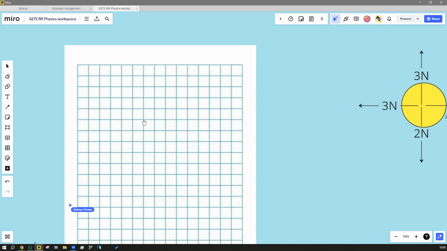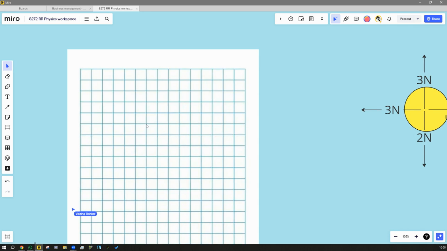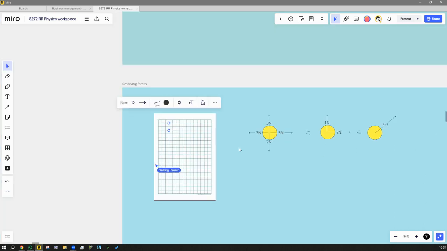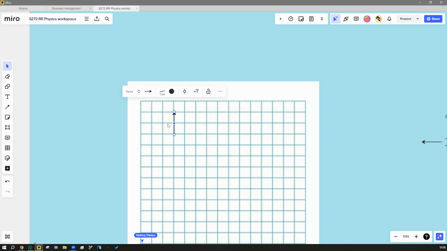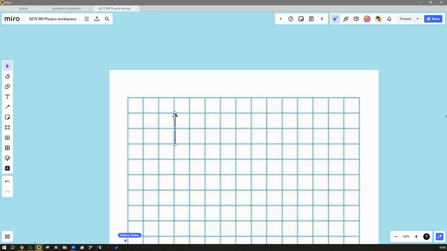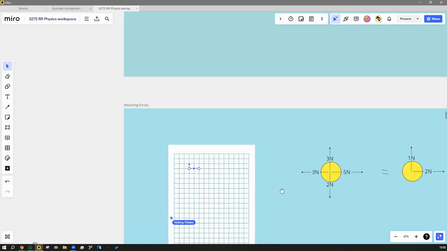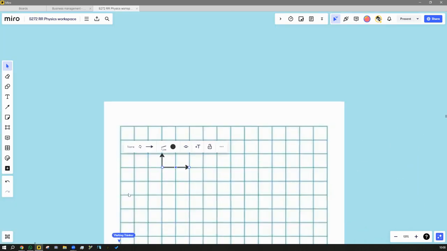So we use this squared paper. Basically what we do is you take the 2 forces. What was it? So we had 1 newton, let's say 1 square is 1 newton, like that. There are a couple of ways we can do this, but let's look at it this way first. So that's 2 newtons to the right.